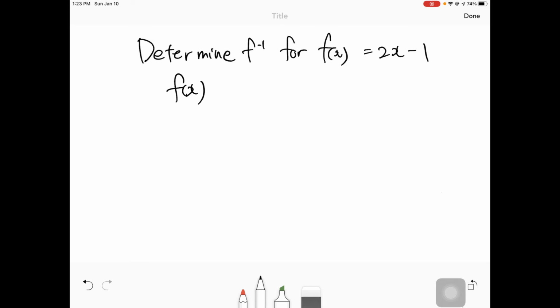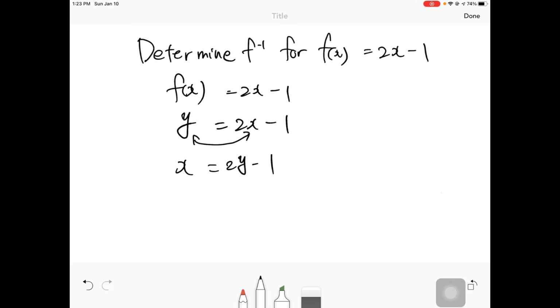You have the function f of x equals 2x minus 1. First, you replace f of x with y. So like this. Then next, you have to switch x with y. 2y minus 1. Then next you have to isolate y, which means you have to make it y equals something. So let me do that.